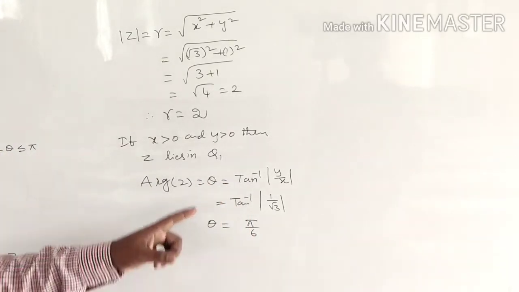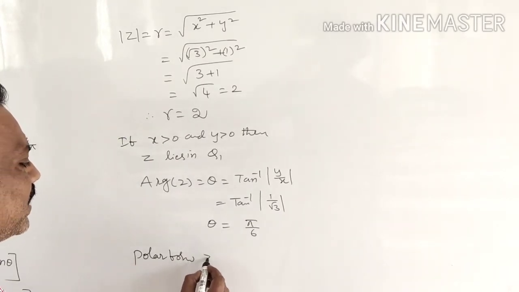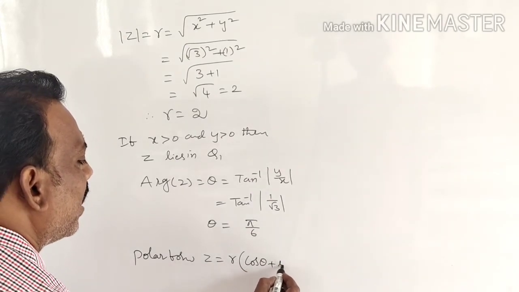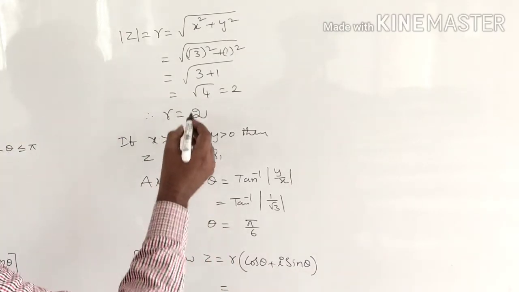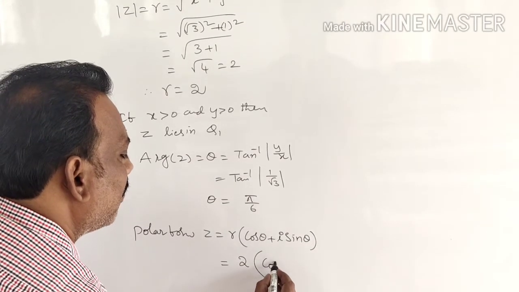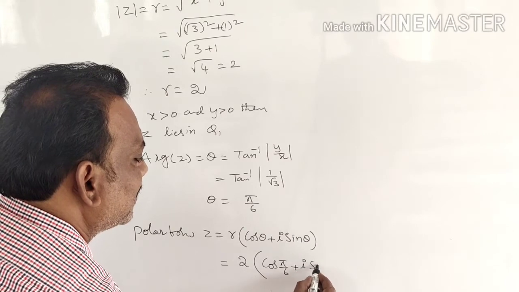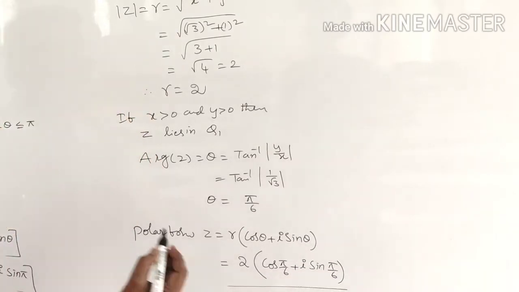Now you got theta value and r value. So you know the polar form. What is meant by polar form? z is equal to r of cos theta plus i sin theta is called the polar form. r value is 2 of cos of theta value pi by 6 plus i sin theta value pi by 6. So this is a polar form.